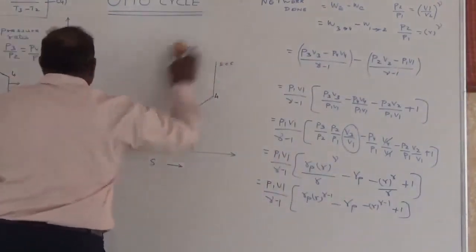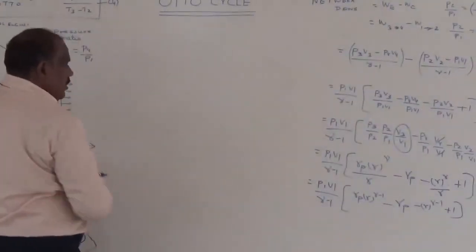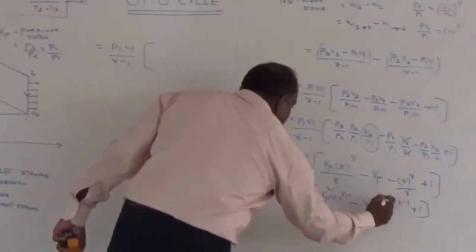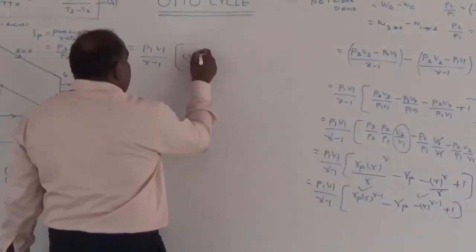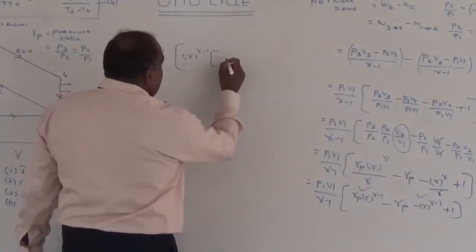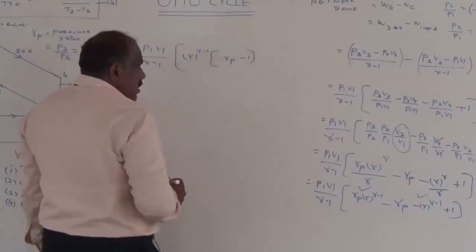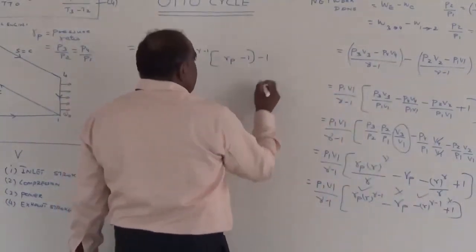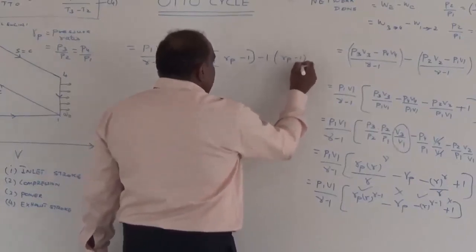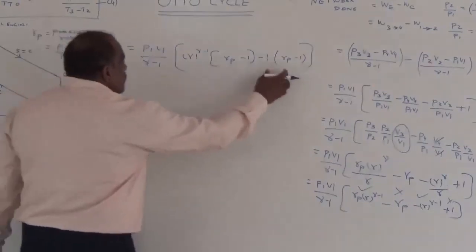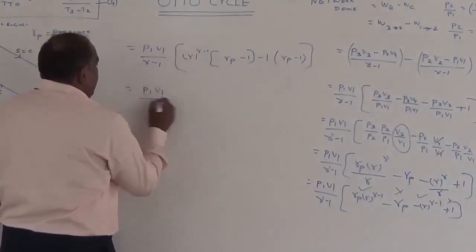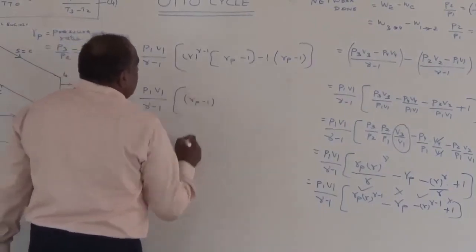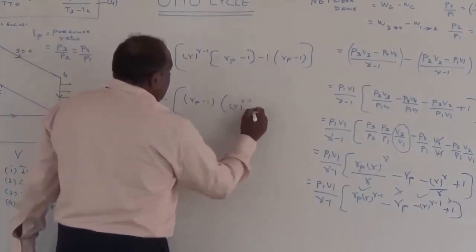I hope I can erase this TS diagram. So it will be P1 V1 by gamma minus 1. For the first term and the third term, I can take R power gamma minus 1 as the common term. So it becomes RP minus 1. Minus the other two terms, RP and this one. From these two terms I am going to take minus 1 as the common term, so the remaining will be RP minus 1. So from these terms RP minus 1 is the common term. For the simplification, P1 V1 by gamma minus 1 into RP minus 1 can be taken as common. The remaining will be R power gamma minus 1 minus 1.